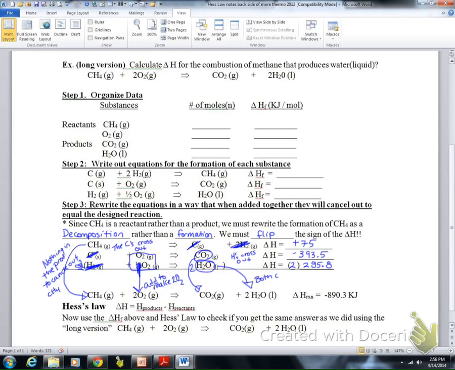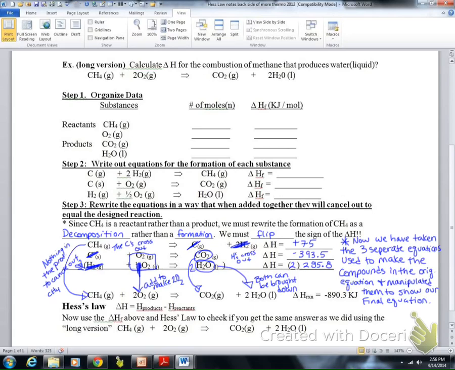And then I can bring down my carbon dioxide and my water to show algebraically that the decomposition of CH4, the formation of carbon dioxide, and the formation of water all together can be brought to my parent equation, and that's my change in heat of the total reaction, which is negative 890.3 kilojoules. So this is Hess's law the long way, where we manipulate these equations. So essentially we've taken the three separate equations and we've made the compounds into the original equation and manipulated them again to show that final reaction and that final equation.